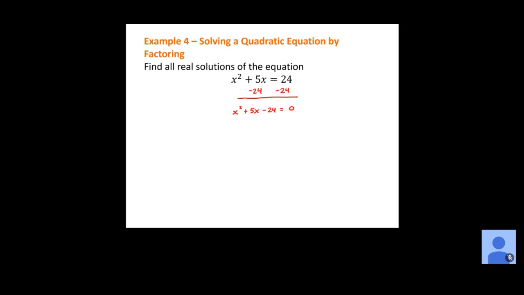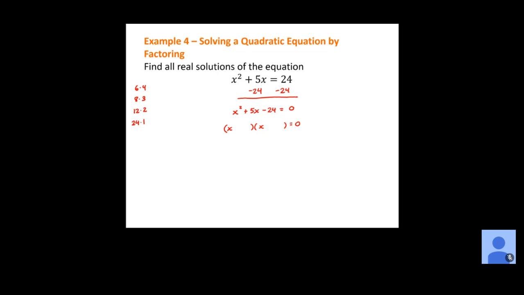Now, once we set it equal to 0, we want to see if we can factor. Okay, so I'm going to think about my factors here. I'm going to try to break this into two binomials. To get x squared, we need x and x. So I'm going to start with that. Now we think about our factors of 24. Well, there's several options here. So 6 times 4 would give us 24. 8 times 3 would also give us 24. 12 times 2 could work, or 24 times 1.